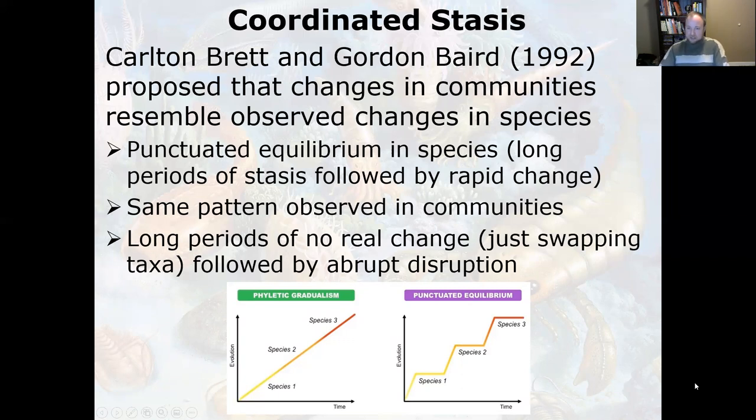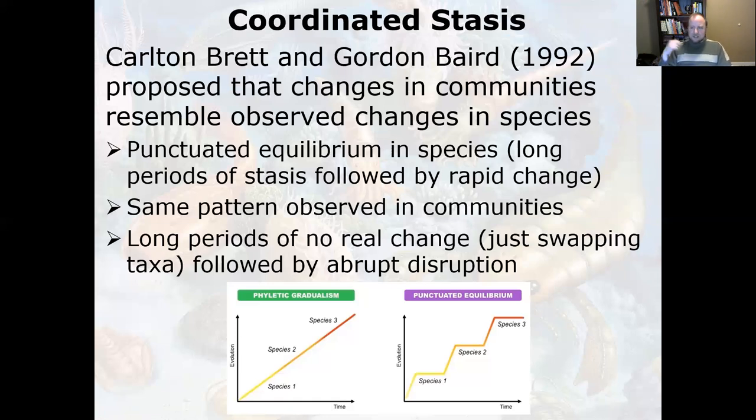So Carlton Brett and Gordon Baird, who worked at SUNY Fredonia, I think he just retired, so big contributions from our SUNY system, they proposed that changes in communities resemble observed changes in species. So the same kind of patterns that species follow, the changes in communities sort of resemble that. So it's not like this steady gradual change towards better and better animals, or exploiting the 3D environment more and more, or getting meatier and meatier over time.